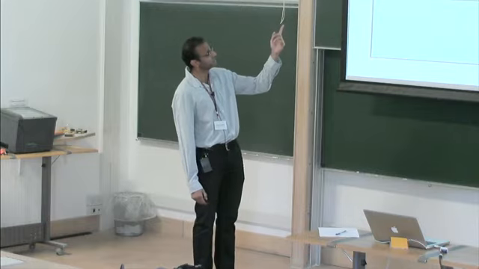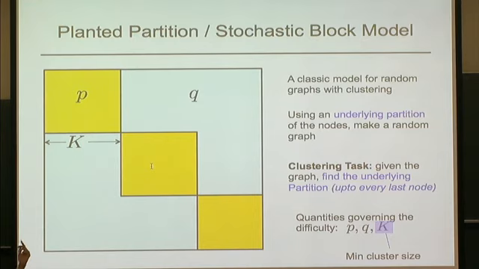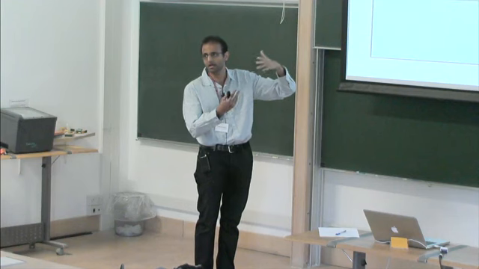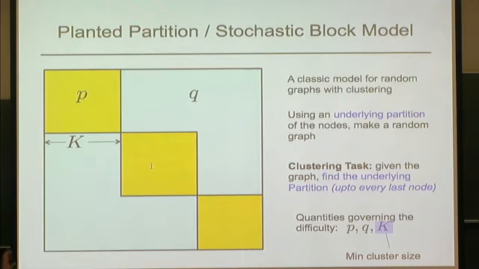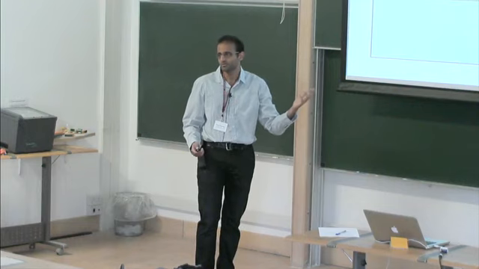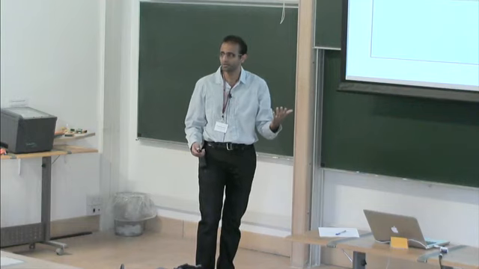So p, q, and k are the other quantities. P is the probability of inside, Q is the probability of across, and K is the size of the cluster. It's clear that if P and Q are very close, it's going to be hard to identify the clusters. It's also pretty clear that if the cluster you want to detect is really small, it's going to be really difficult to do so, because it's going to be hidden by the noise.